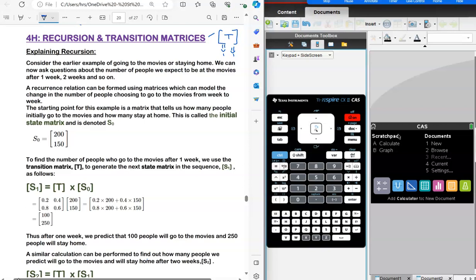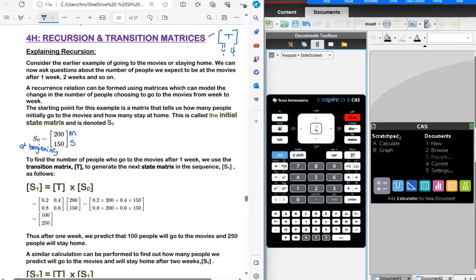The starting point for this example is a matrix that tells us how many people initially go to the movie and initially stay home. This is called the initial state matrix. So what a state matrix is, is just the scenario of where people actually are. So say, for example, this was movies and this is stay at home. So originally there were 200 people at the movies and 150 people stayed home. Now, the state matrix, so S0 is the initial at the beginning. Okay, so we've got at the beginning.